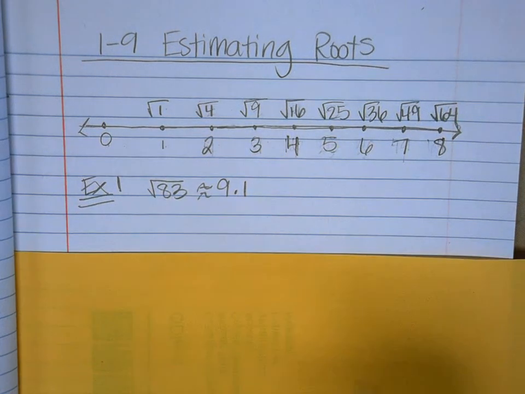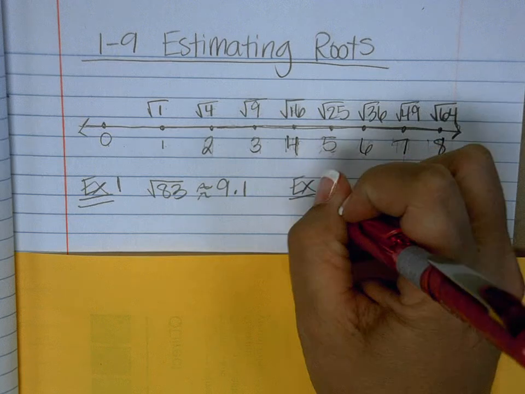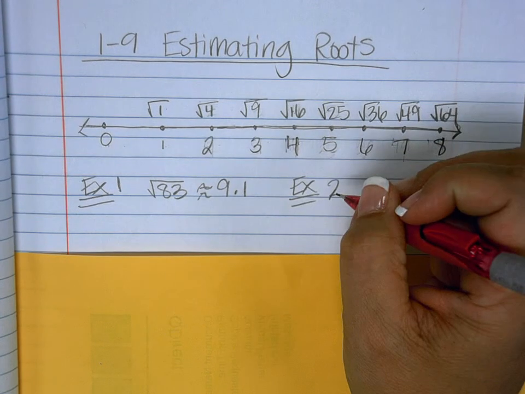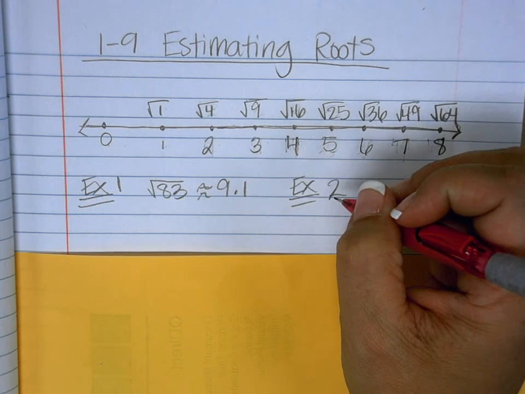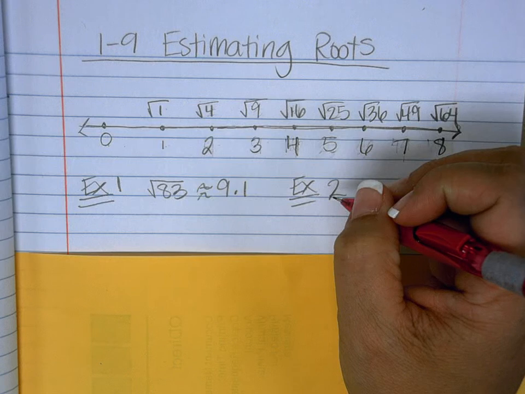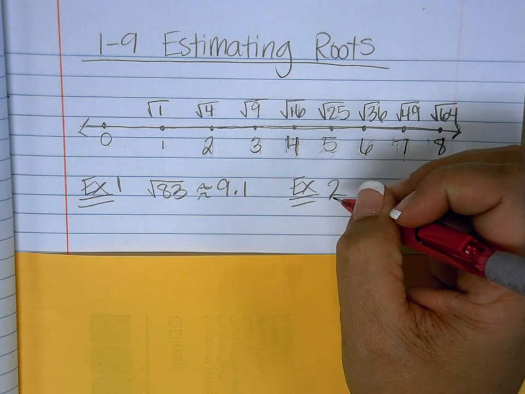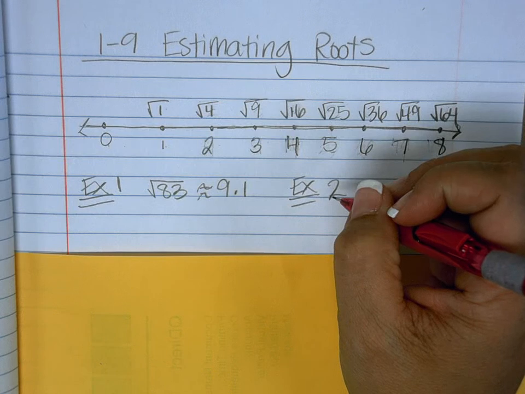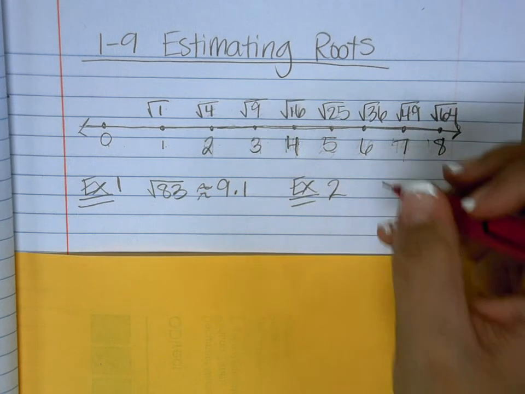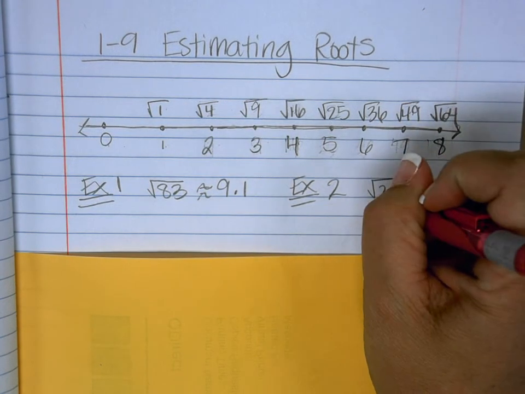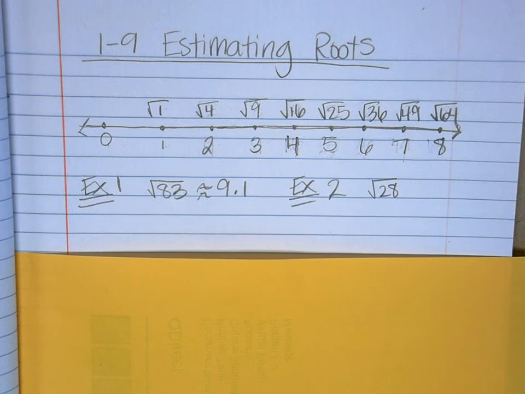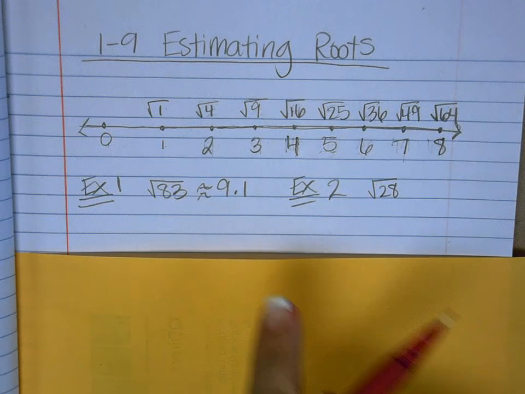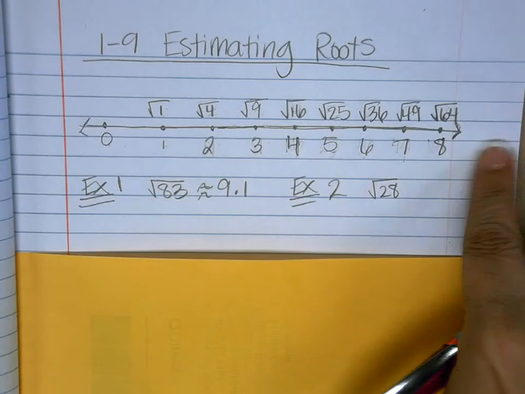Okay, let's do example 2 over here, to save space. What if we have the square root of 28? Without looking in your calculators and plugging it in, what do you think that number is going to be closest to? What whole number down here will be closest?